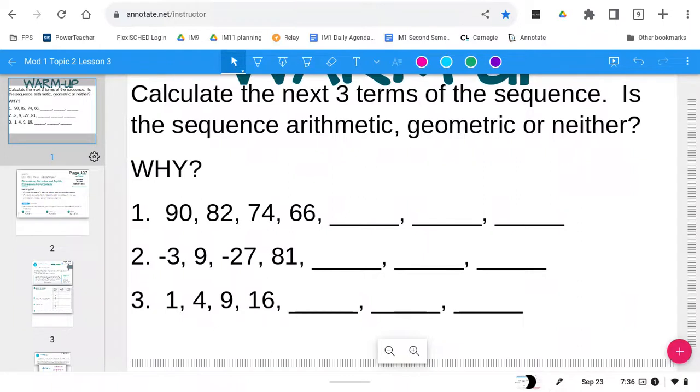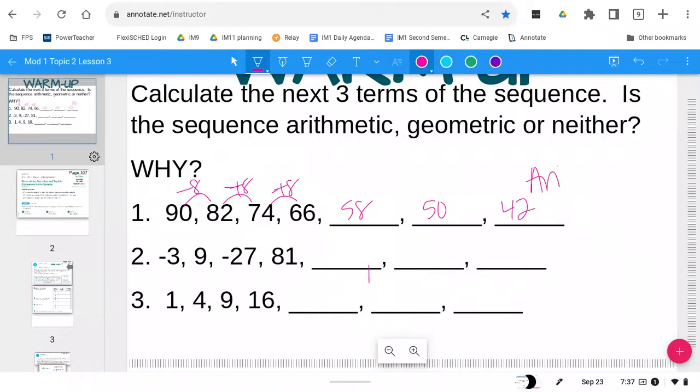All right, so this first one here, it looks like I add 8. Then I add 8. Then I add 8. So if I subtract, then 66 minus 8 gets me to 58, then 50, then 42. So that's going to be arithmetic.